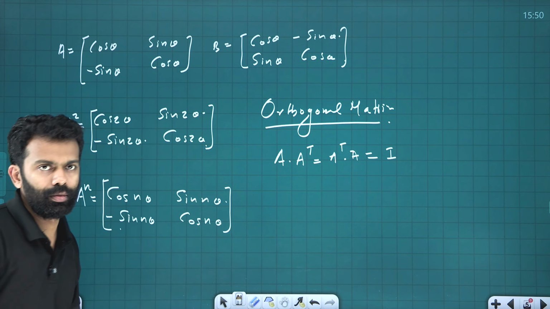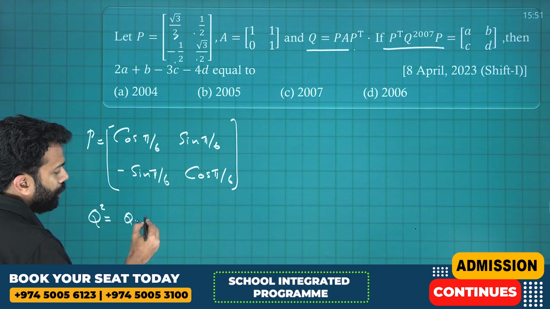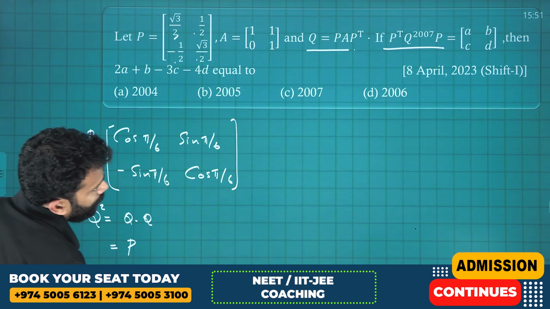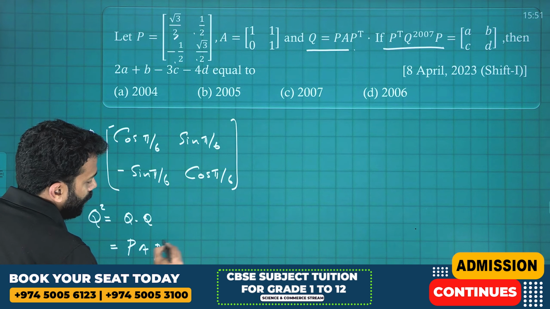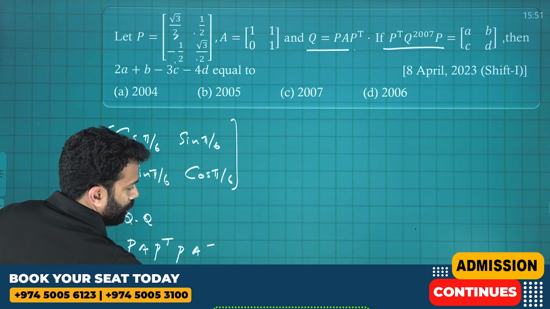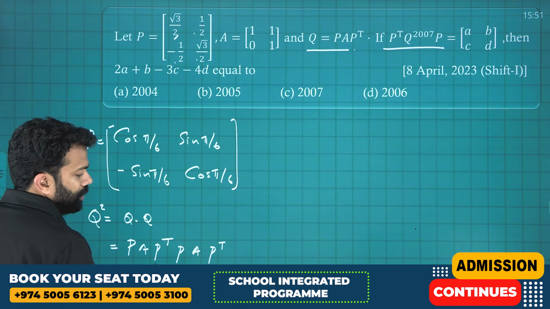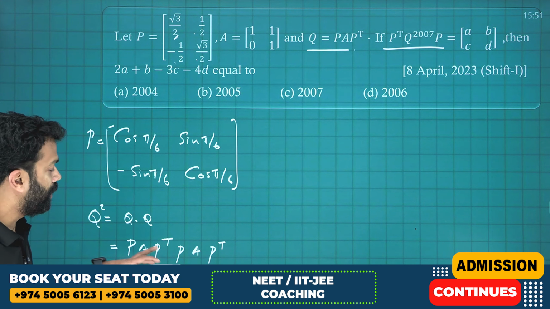So let's find Q square first. So what is Q square? Q square is equal to Q into Q, that is P A P transpose into P A P transpose. So what is P transpose into P? P transpose into P is I. Therefore, this is reduced to I. What is A into I? A. And what is A into A? A square. Therefore, Q square is equal to P A square P transpose.